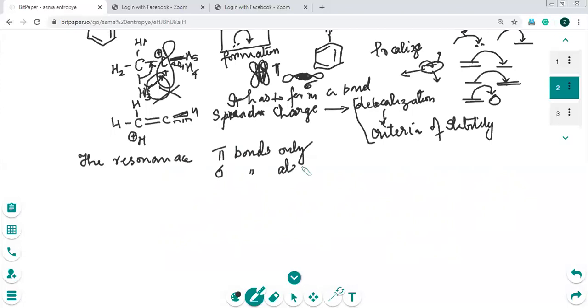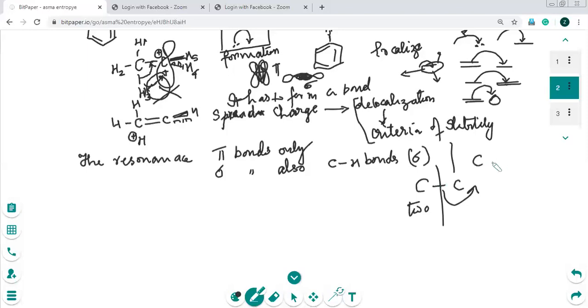Let me write the word also. But only the C-H bonds. Only the C-H sigma bonds. No other sigma bonds will generally be involved, because if you break any other sigma bond, the molecule will be cut into two. Or even C-C bonds, right? A C-C bond will not. Suppose I break one of the C-C bonds. What will happen? The molecule will be broken into two pieces. C sigma bond C will not be there. C double bond C will be there. Clear? There will be C double bond C involved, but not C single bond C. Got it?